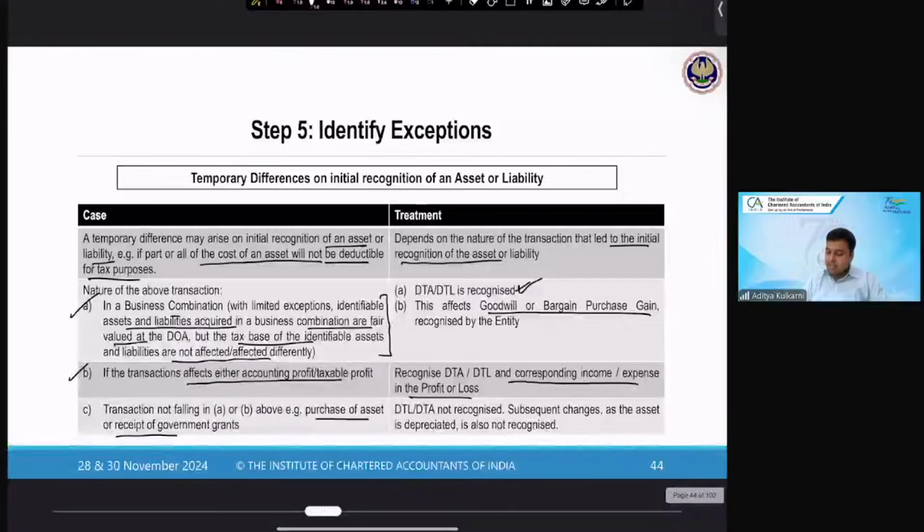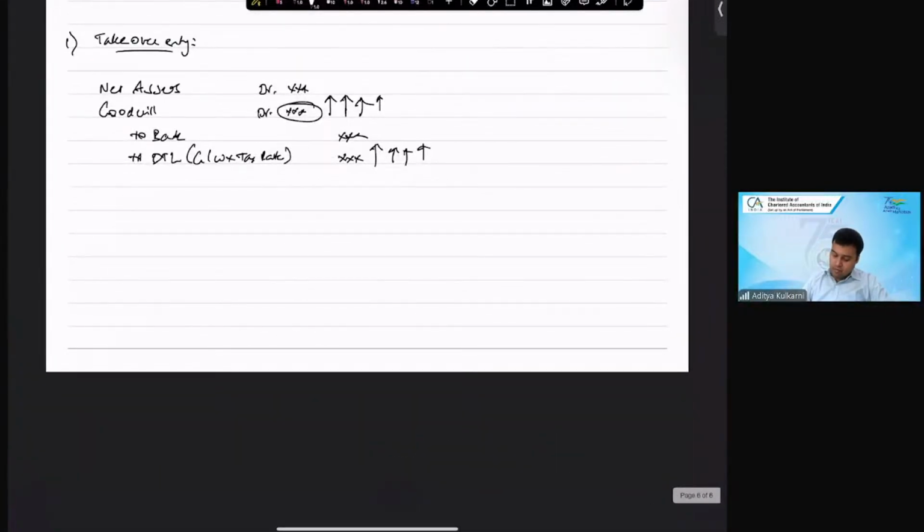See, what this is saying is, in the case of mergers or amalgamations, what we commonly call all of this covered under business combination, you take over assets. Asset 1, 2, 3. Liability 1, 2, 3.